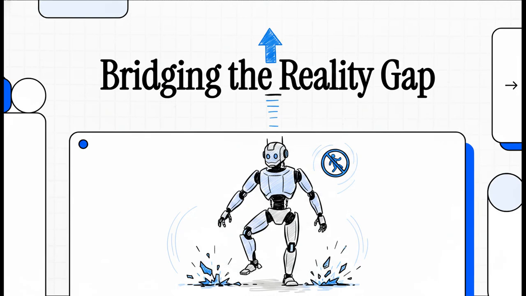Welcome to this explainer. Picture this. You've just poured years of your life and literally millions of dollars into engineering a stunning, state-of-the-art bipedal robot. Now you gotta teach it how to walk.